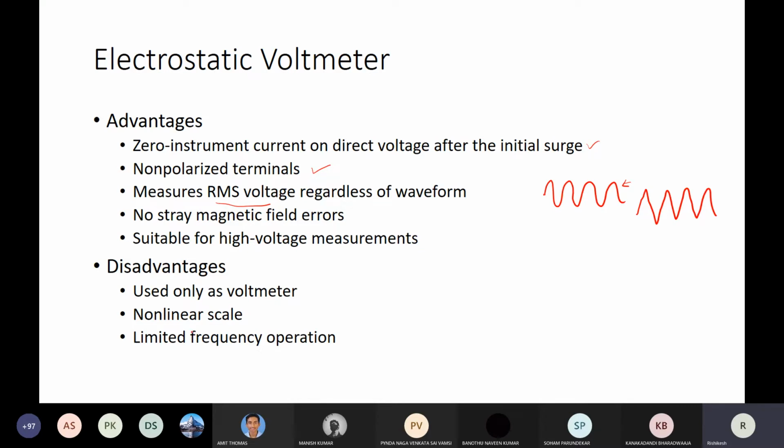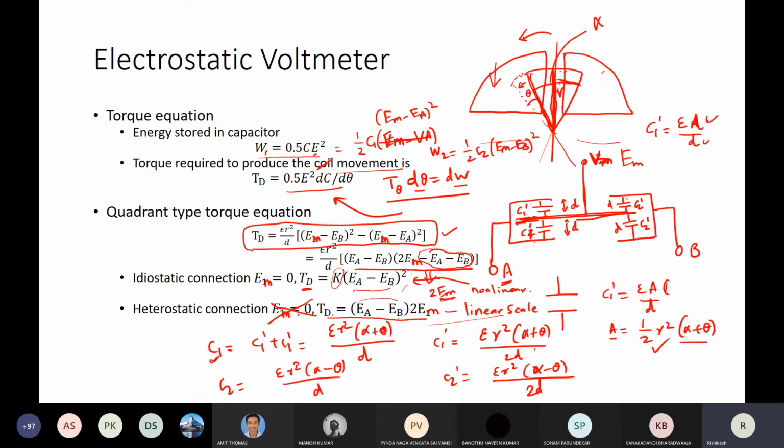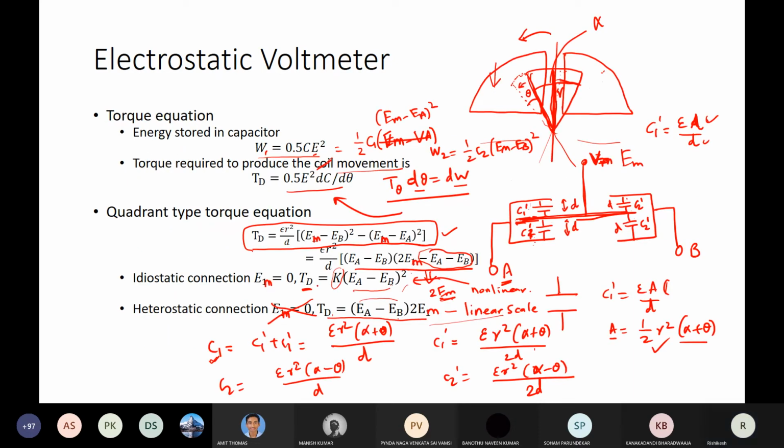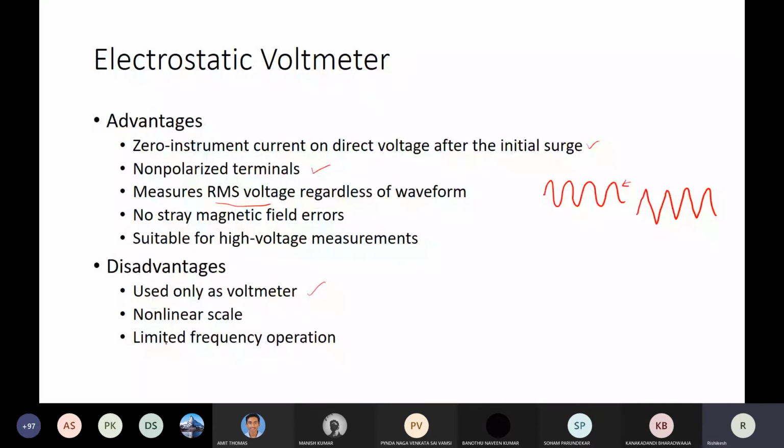Now the disadvantage is that it is not capable of measuring current, so it is only used for voltage measurement, and especially in the case of idiostatic connection, the scale is nonlinear. And again, we know that the capacitance has a filtering effect at high frequencies. We have limited frequency operation. We cannot go beyond a certain frequency range for which one can utilize this as a voltage measurement.